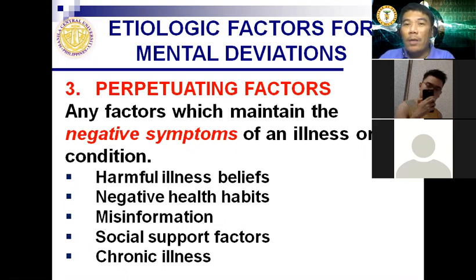Social support factors: for example, the person is not being supported by the family or by the significant support when it comes to his beliefs. So he stands on his own point of view. Chronic illnesses are considered perpetuating factors because sometimes the person may believe that there's no cure anymore. So that is holding the person back from recovery or rehabilitation. So those are perpetuating factors.